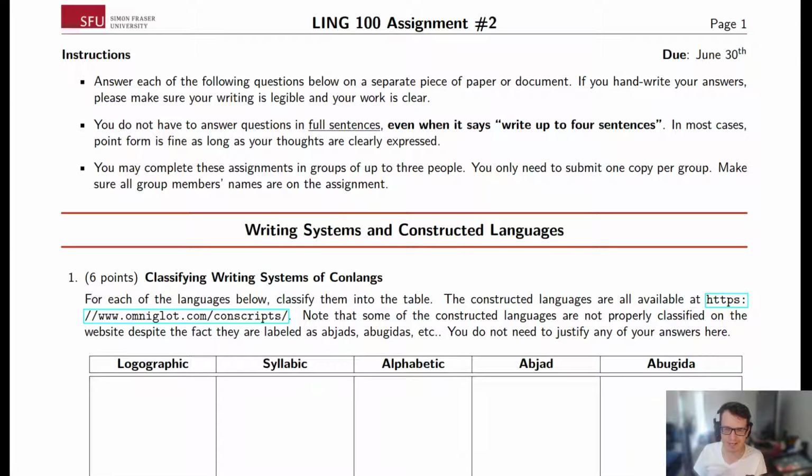So the same thing as last time, groups of up to 3 are fine. Please put all the group members' names on the PDF itself. So don't comment them on the submission. Don't put them in the name of the assignment. Just put them on the PDF themselves.